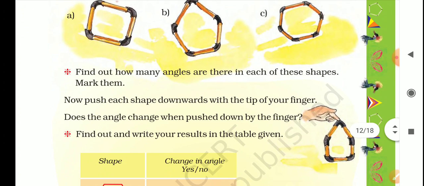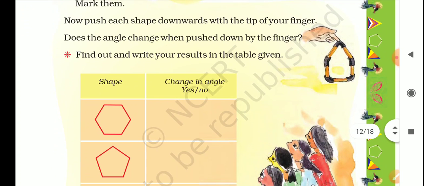Now push each shape downward with the tip of your finger. Now here some shapes are given. You have to push each shape downwards with the tip of your finger, and you have to identify whether the angle changes when pushed down by the finger. You have to write yes or no in your column and find out. So let us start. Find out and write your results in the table given.